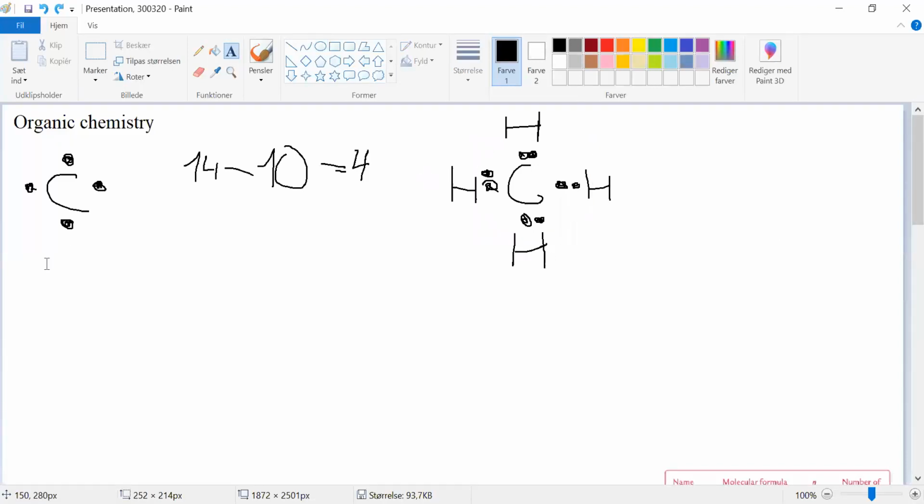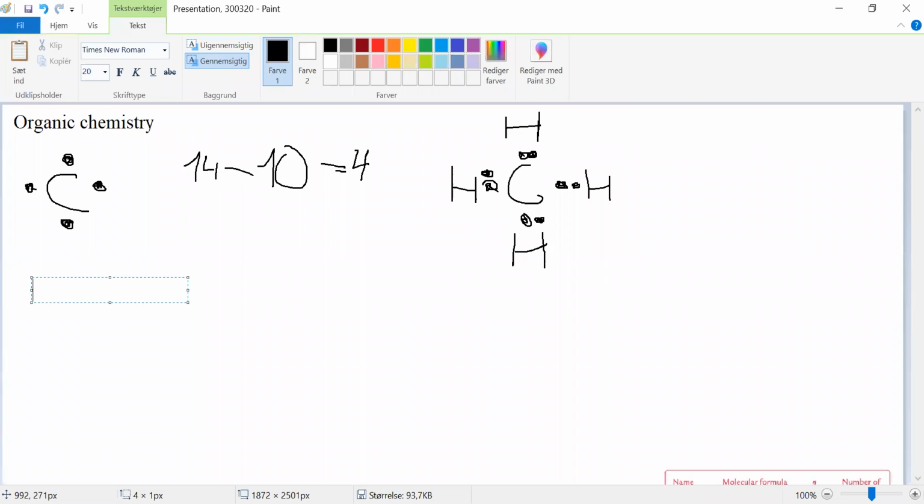So what we can conclude from this is that carbon always makes 4 bonds, and that includes both single bonds and double bonds and triple bonds. So carbon always makes 4 bonds. If a carbon does not have 4 bonds, there's something wrong, because carbon must always have 4 bonds.